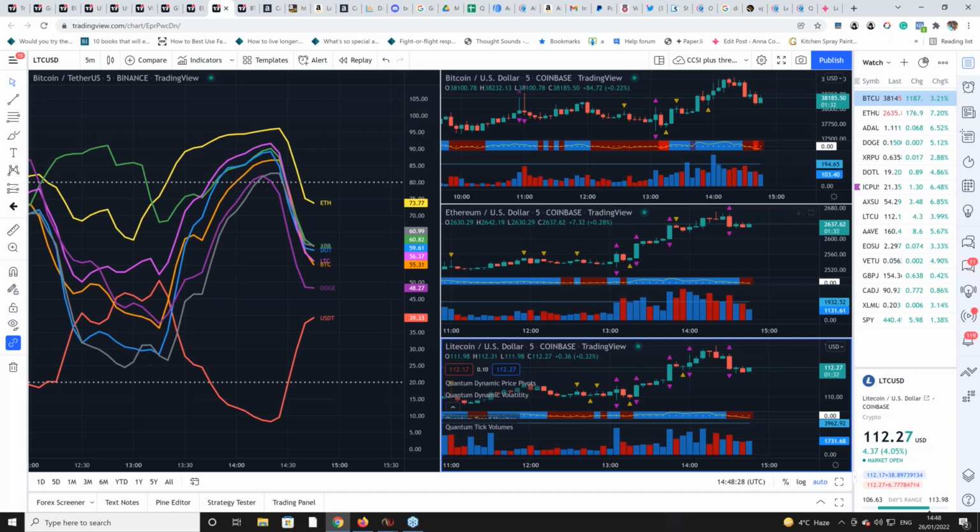So if you're on Bitcoin, the trend monitor on Ethereum and on Litecoin will react in much the same way, because all the cryptocurrencies themselves tend to move in a very similar direction. So you can look at it in that market-related way, if you like, or instrument-related way, however you want to view it.